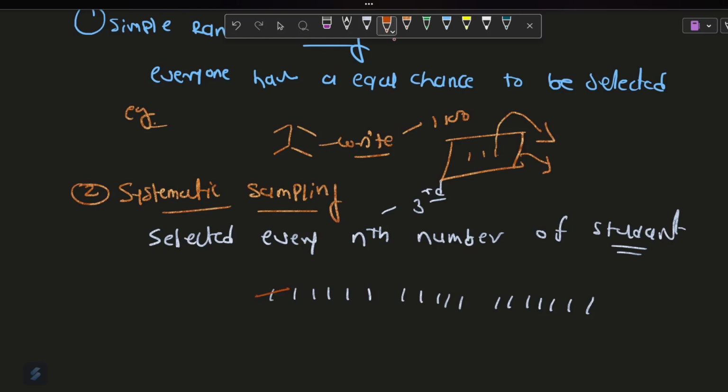Then that is skip one, two, and this is a select. That one, two, and select that one, two, select that one. That type of selecting, basically n number of selection. That's what we call systematic sampling, right?